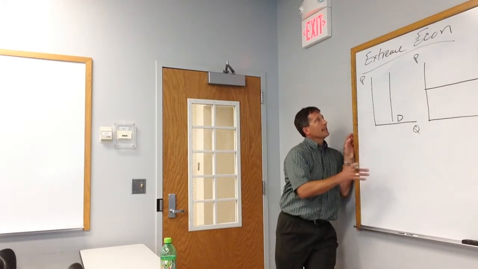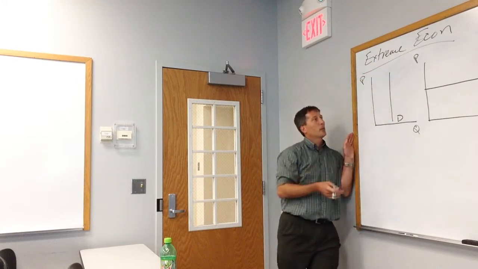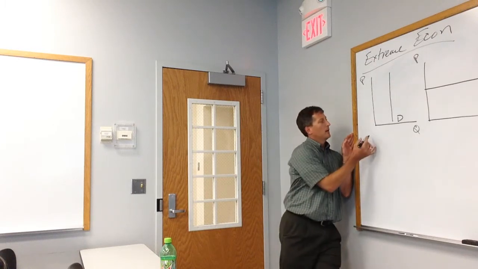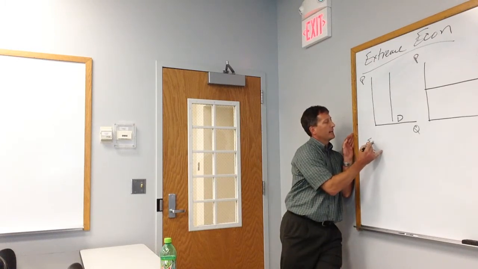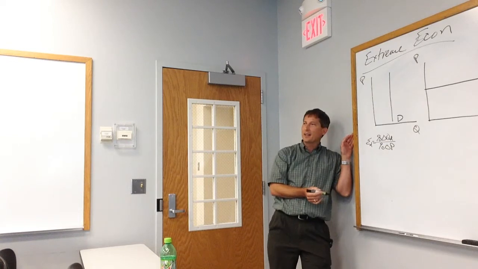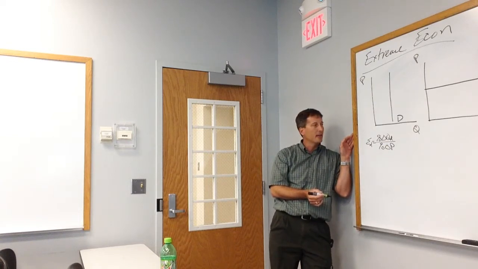So what is the elasticity of demand when it's perfectly vertical like this? Look at your formula. The elasticity of demand is equal to the percentage change in quantity demanded over the percentage change in price. It's good to rewrite that a lot of times during this to just have that memorized.